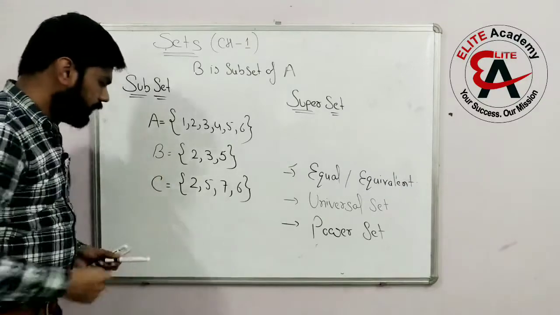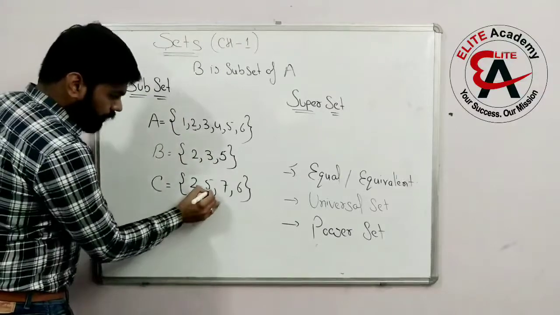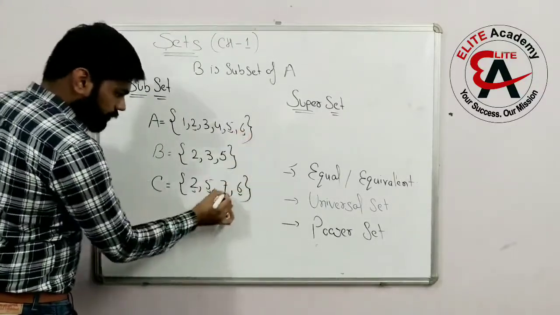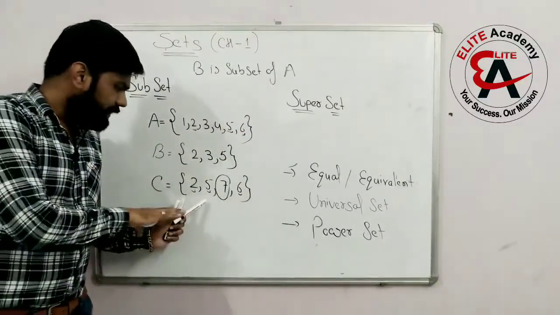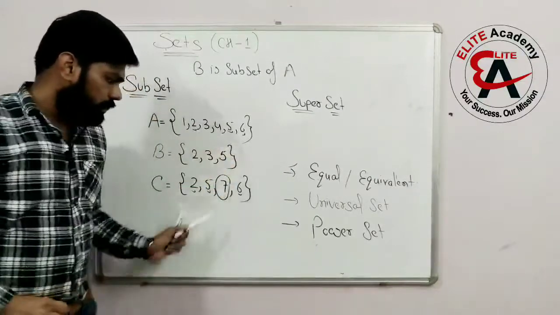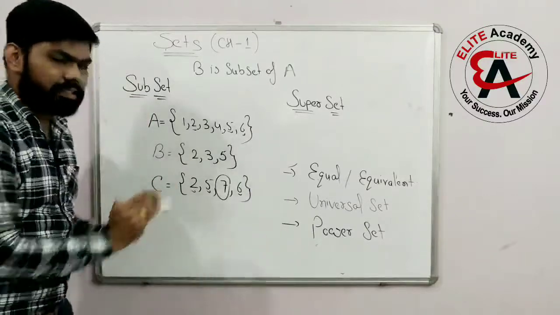Whereas if we talk about C, 2 is taken for sure, 5 is taken for sure, 6 is taken for sure. But talk about the 7. 7 is in C but not in A. That means we took 3 elements from there but not the 4th. If I talk about the total C, that is not a part of A.